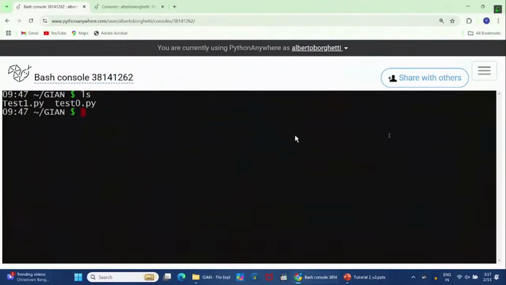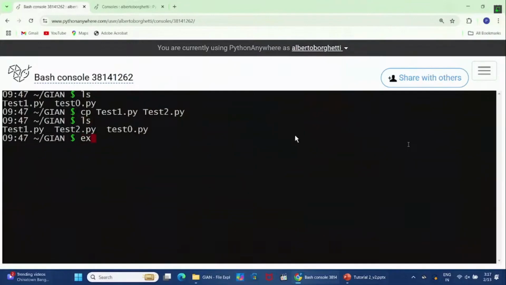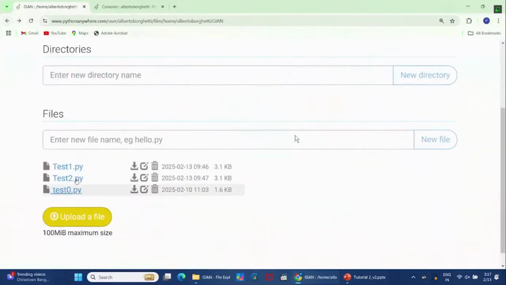And so we can copy test1.py with another name. For example, cp test1.py test2.py. And then if you do ls, we have the list. We can exit also here. So the console is closed, so we can go back. We are here, also test2.